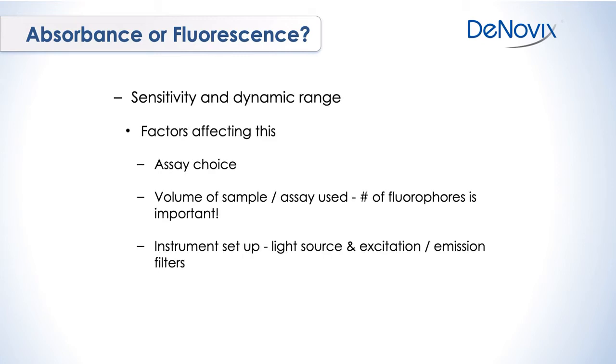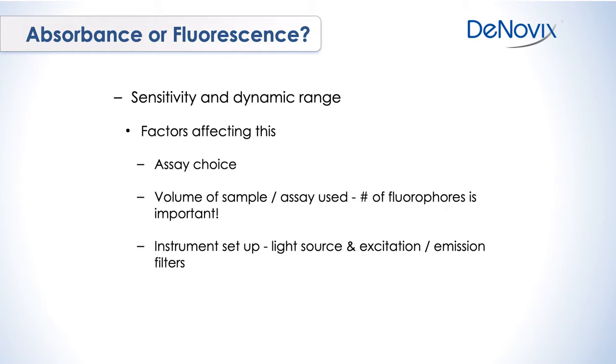So talking a little bit about sensitivity and dynamic range, a number of factors affect this with fluorescence. So the choice of assays is important. Different formulations, different manufacturers have different assays which will have different sensitivities and different dynamic ranges. So it's important to think about our samples and how they fit into the characteristics of any particular assay from a manufacturer. Sensitivity is also affected by the volume of sample that we put in, so we need to consider that, and of course the assay used.